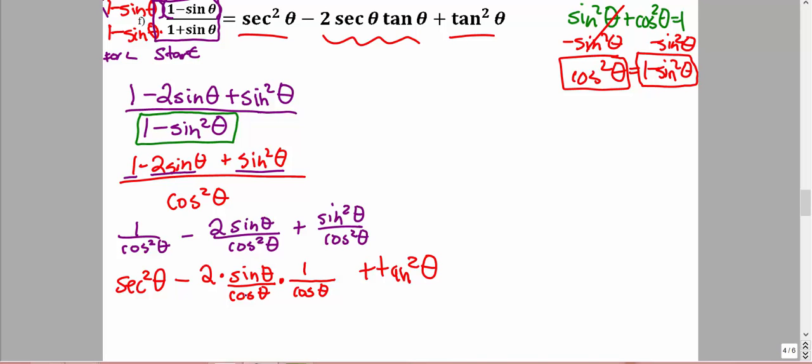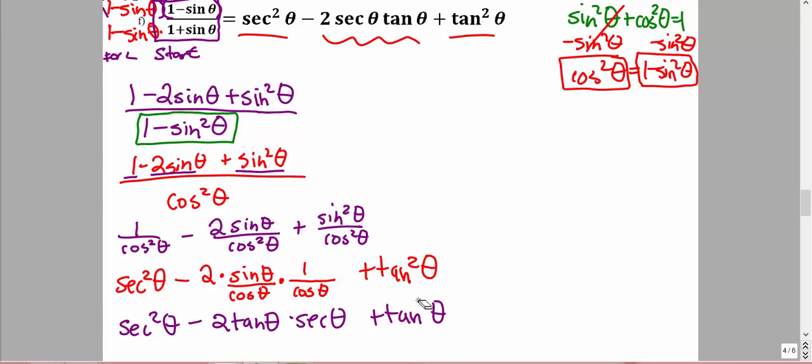Now, what is sine divided by cosine? Well, that would be tangent. So we have secant squared theta minus 2 times tangent theta times 1 over cosine theta, which would be secant theta. And we see that we have achieved our goal.